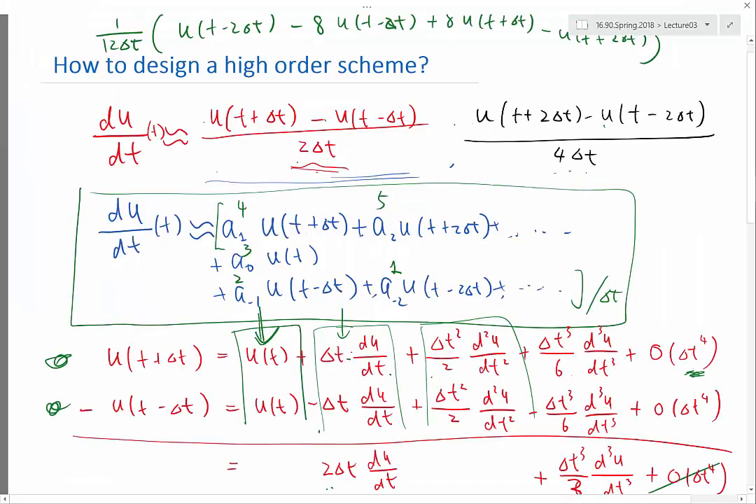So this is a way to really easily design high order schemes. All right, and you should be able to do that in the future.